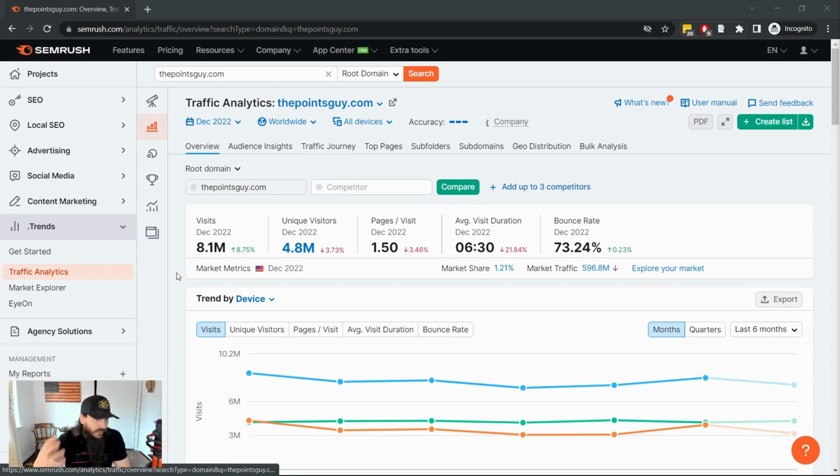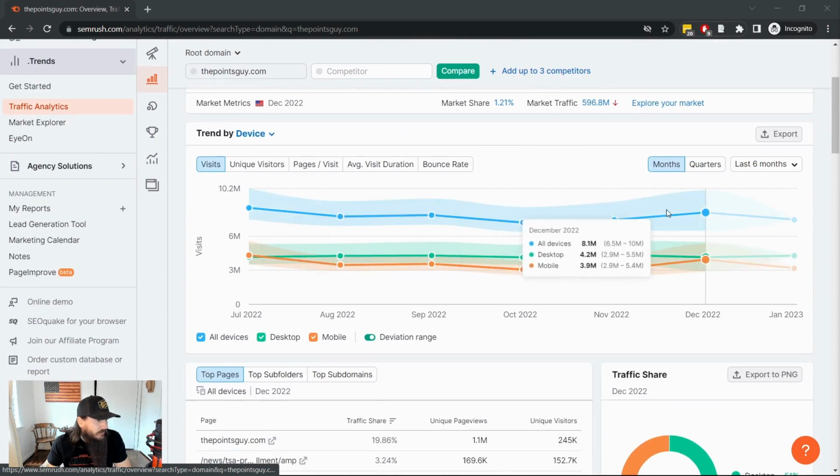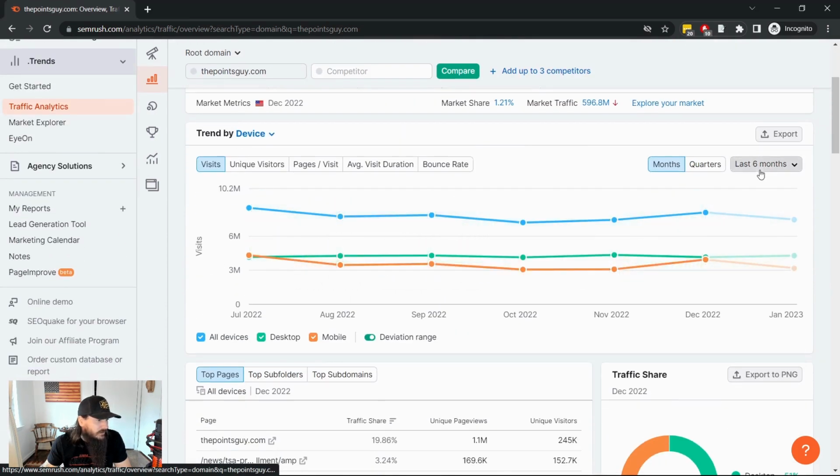But there's a lot of analysis that you can do here to really help you build your investment thesis and give you the insights that you need to identify opportunities within the business. So right here, we just plug in pointsguy.com, and then if you scroll down, you'll see trends by device for the last 6 months as default, but you can look at the past year as well as all of the data that SEMrush has.